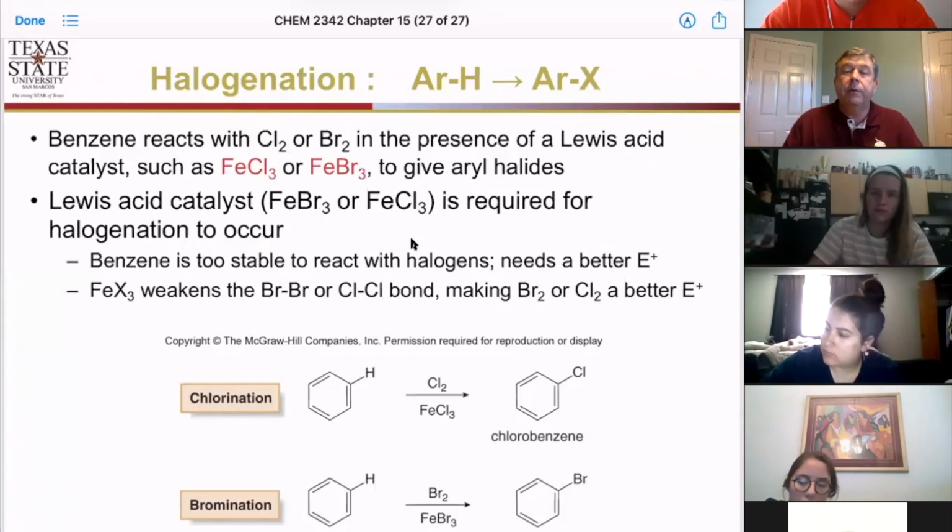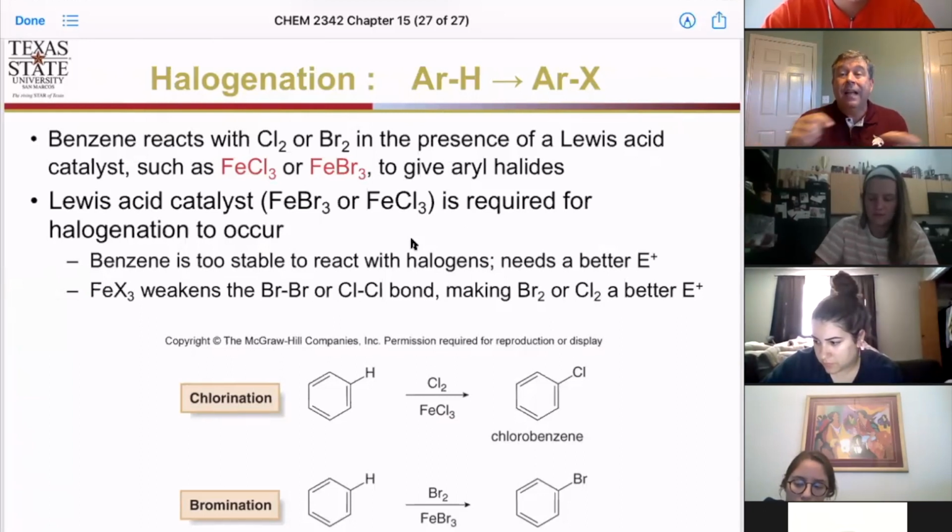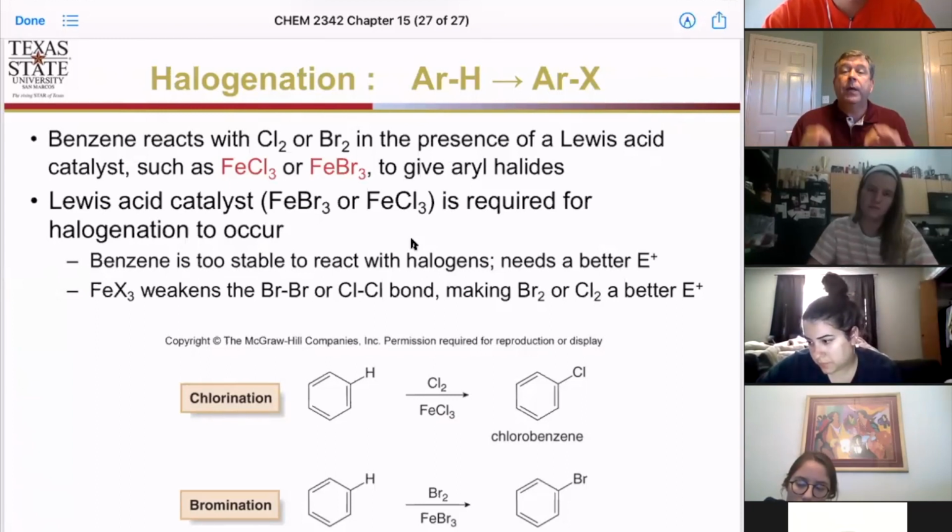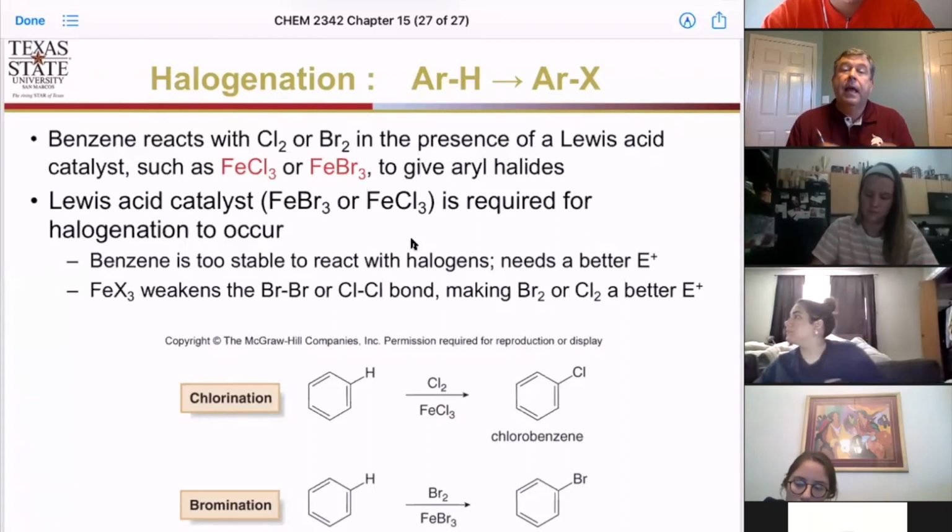In the case of bromine, we want to use ferric bromide, because if you have a ferric chloride and bromine in it, you can actually scramble those halogens and you'll end up with some bromine and some chlorine in there. So we always use the same halogen on the Lewis acid as we are trying to put on the ring.